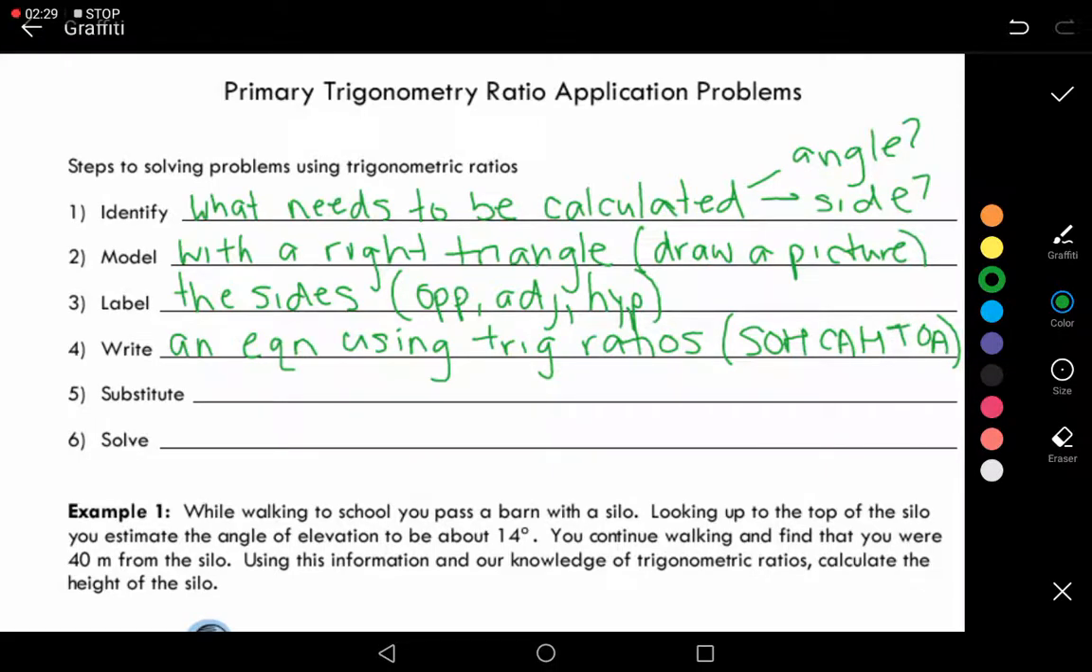Okay, step 5 is to substitute those known values. So that's essentially just substitution, right? Which we looked at over our review. So obviously if side length A equals 5, you're replacing A with 5. That's all that means, okay? Substitute the ones that you know. Lastly, we need to solve for the unknown.